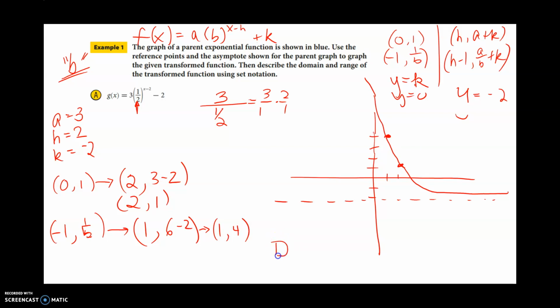Now, let's look at our domain and range. What did we say the domain is? Every single time, all real numbers. We're writing it in interval notation. What did we say the range is? Notice it's greater than this asymptote, isn't it? And our asymptote's at negative 2. So it's negative 2 to infinity, and it doesn't include negative 2 because it's an asymptote. All right? Let's try the same thing in another problem.